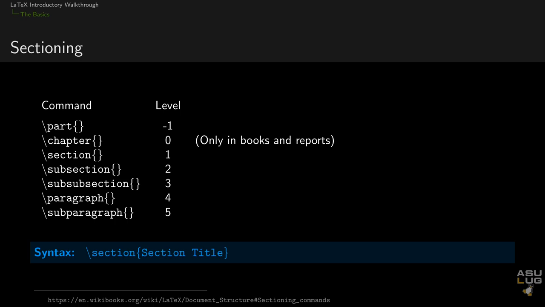So you have part, chapter, section, subsection, sub-subsection, paragraph, and subparagraph as the different levels of sectioning in a LaTeX document by default. So remember how I discussed before how there are other document classes like book and report? That's where you can use the chapter command, but the chapter command does not work in the article class. But do you really need it? You have so many different commands already. Do all the sectioning you could imagine.